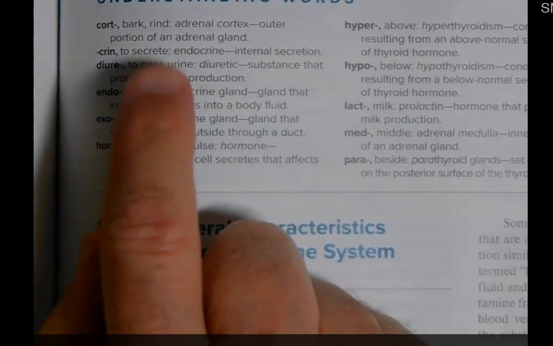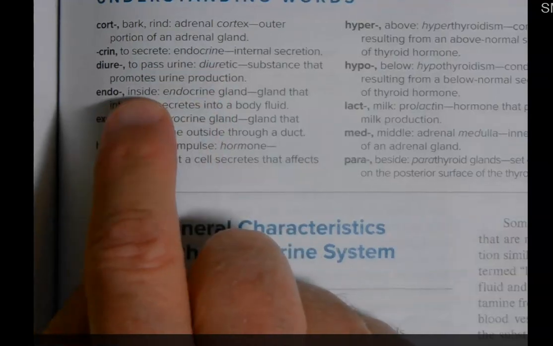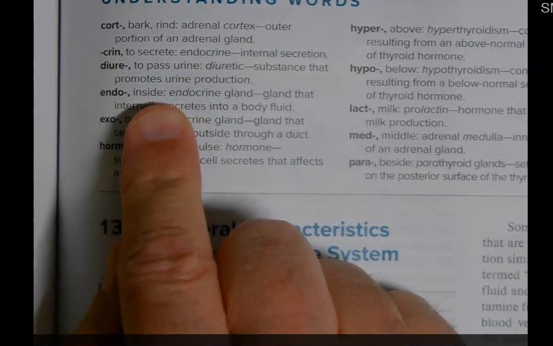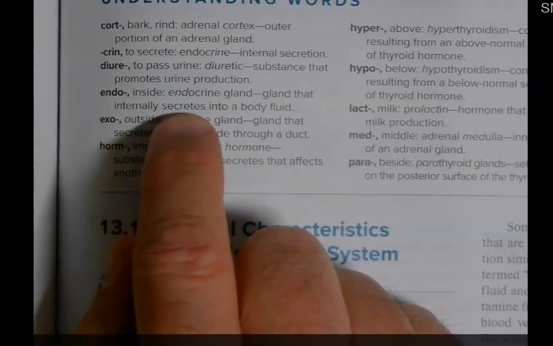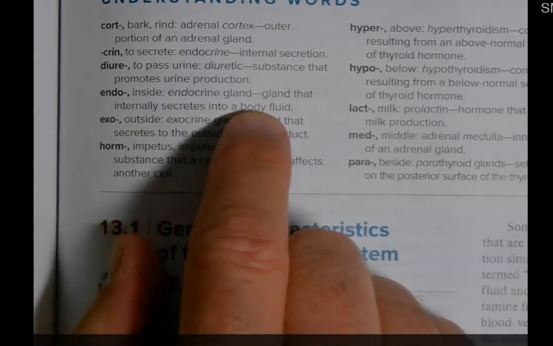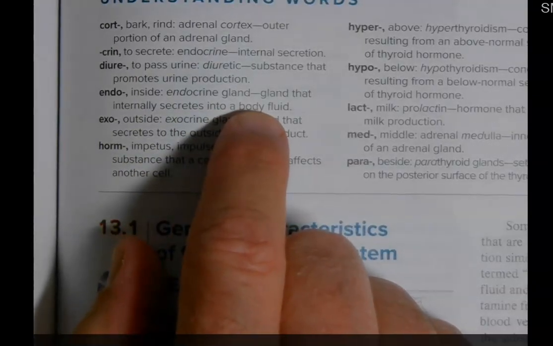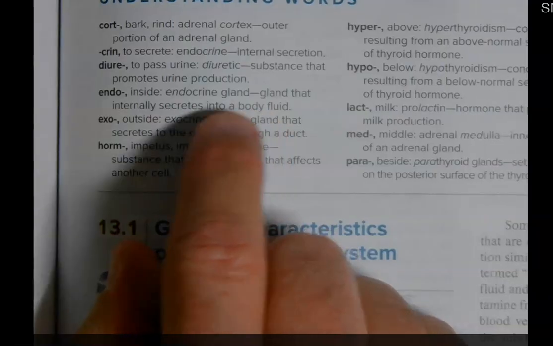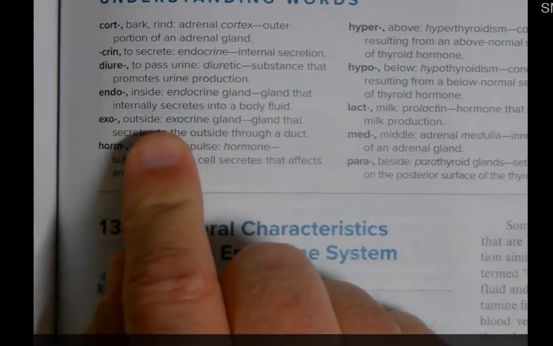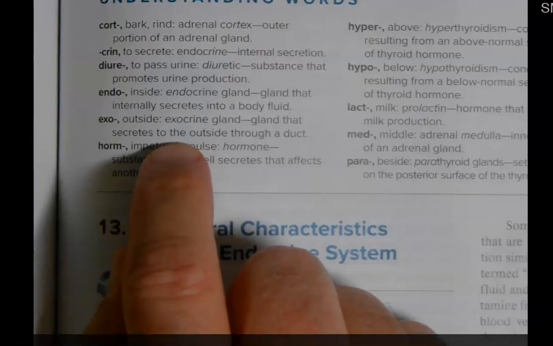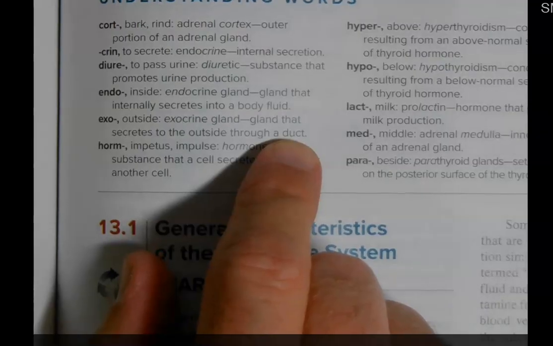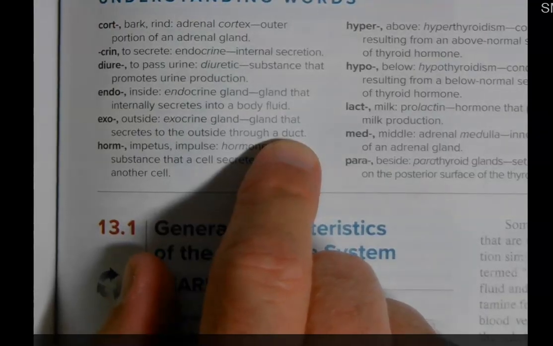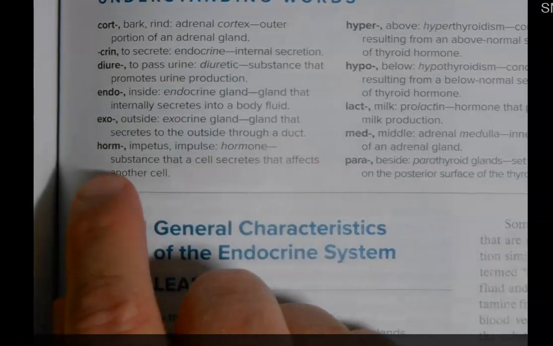Endo, we've already talked about with the endocrine system. It means inside as opposed to exo. So endocrine glands internally secrete into a body fluid. Quite often that body fluid is blood. Exo is the outside, so exocrine glands secrete to the outside of the gland through a duct, like the tear duct. The tear is produced inside the gland, it flows through a duct to the surface of the eye.